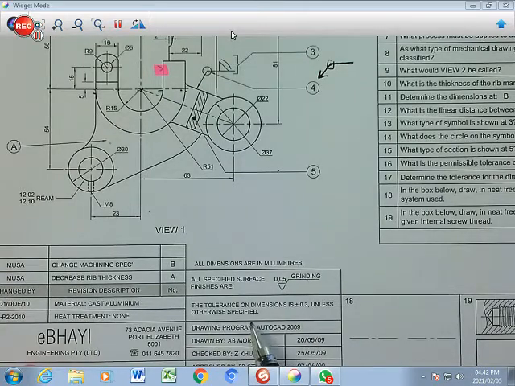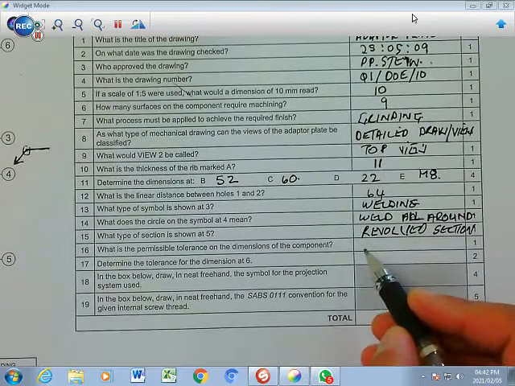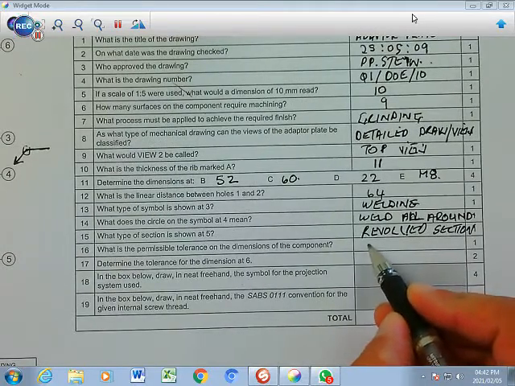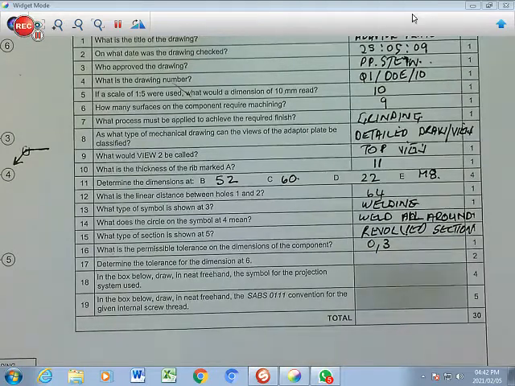Unless otherwise specified. So 0,3. So that means it is 0,3 up for the plus and 0,3 down for the minus. So it can either serve as your maximum or your minimum tolerance. But we'll speak about that more in grade 12. So what we're going to say here, the permissible tolerance according to the block here, it is 0,3 in the title bar. Determine the tolerance for the dimension at 6.